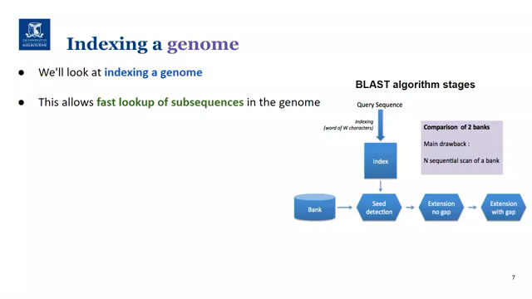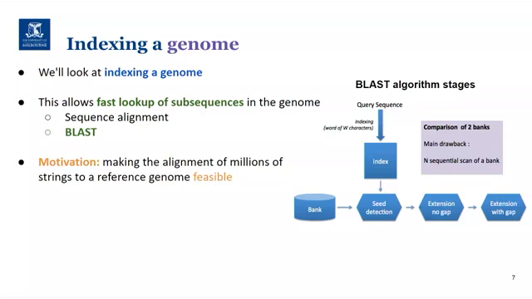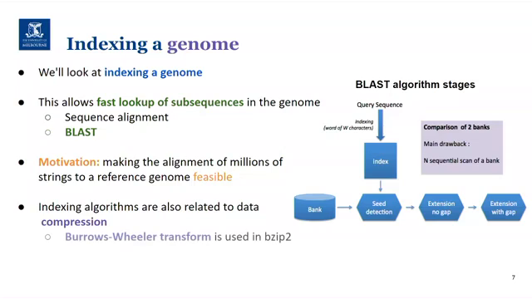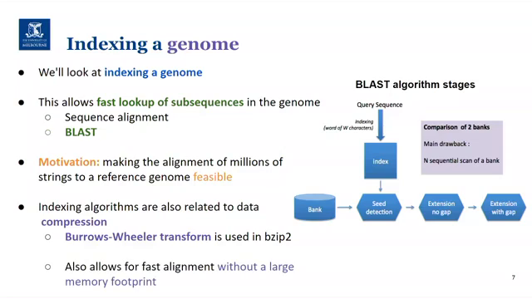And this indexing will allow for fast lookup of subsequences in this genome. And this is extremely important for high throughput sequence alignment. This is actually one of the first steps of the BLAST algorithm. And the main motivation here is to make the alignment of millions and millions of strings of reads, let's say for NGS, feasible. Okay? And indexing algorithms are also related to data compression. And in the next lecture, we'll talk about the Burrows-Wheeler transform, which is used for the algorithm bzip2, but it also allows for memory-efficient alignments as well.